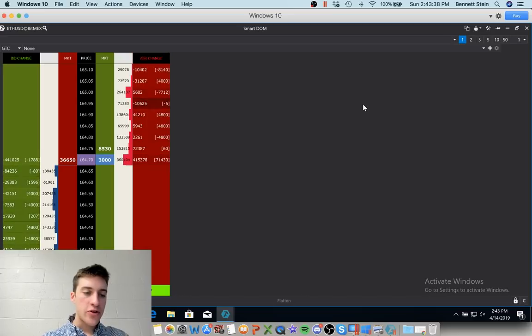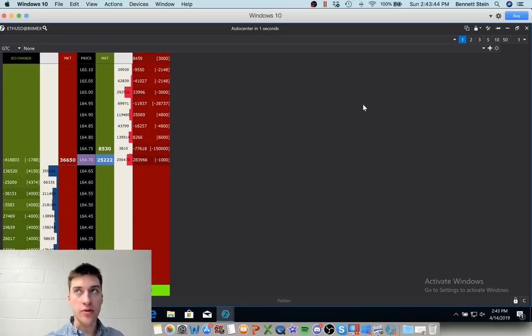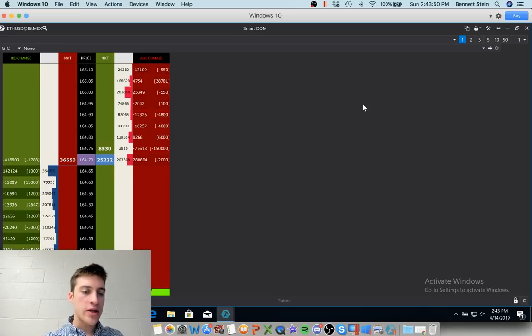Now, let me first just say the reasons why we look at this, and then I'll go over the ways in which we can interpret this. So first of all, there are 2 main reasons that you want to look at the DOM. One is to interpret the momentum of the market. Two is to find the pressure of the market.